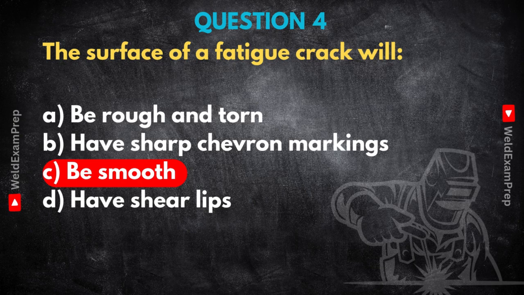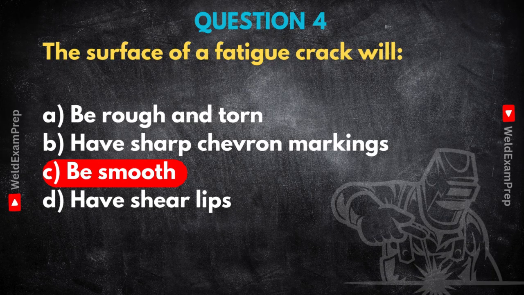Very distinctive. And the other options, rough and torn, chevrons. Those are usually signs of different failure modes. Rough and torn often indicates a ductile overload failure, lots of plastic deformation. Sharp chevron markings typically point towards the origin of a brittle fracture, a very rapid crack propagation.